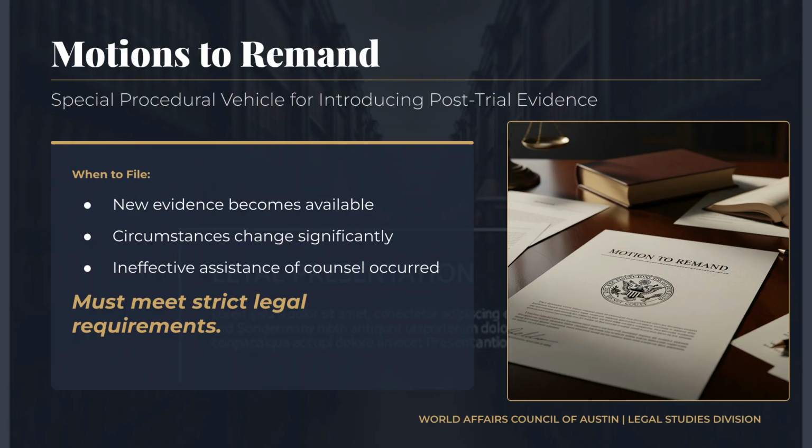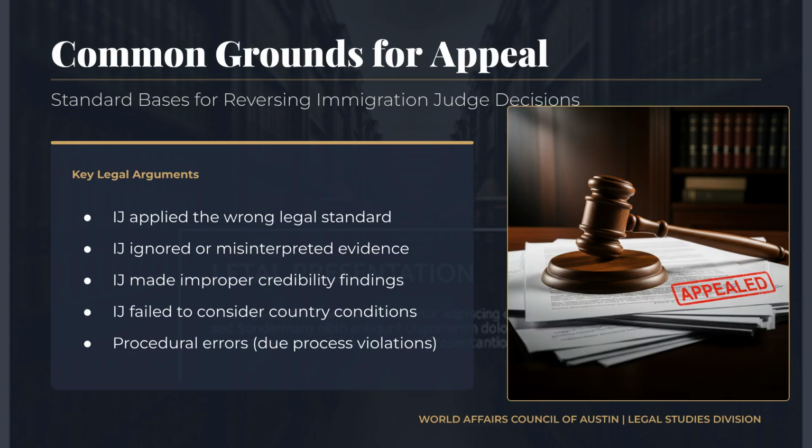Motions to remand are a special procedural vehicle for introducing post-trial evidence. They are filed when new evidence becomes available, circumstances change significantly, or ineffective assistance of counsel occurred. You must meet strict legal requirements to file this motion. Common grounds for appeal include the immigration judge applying the wrong legal standard, ignoring evidence, making improper credibility findings, failing to consider country conditions, or procedural errors.